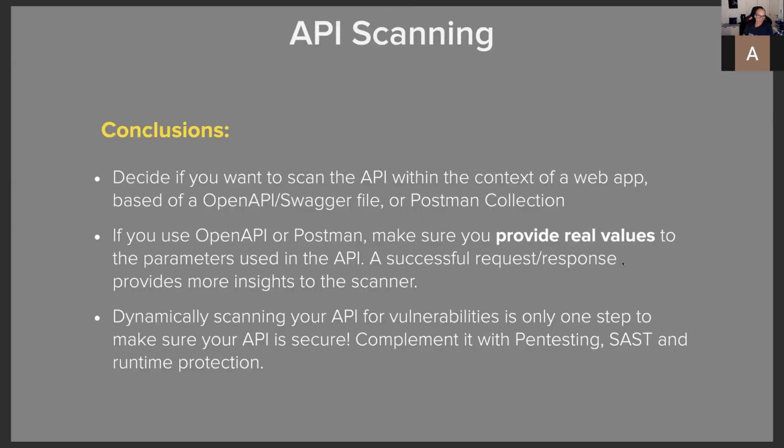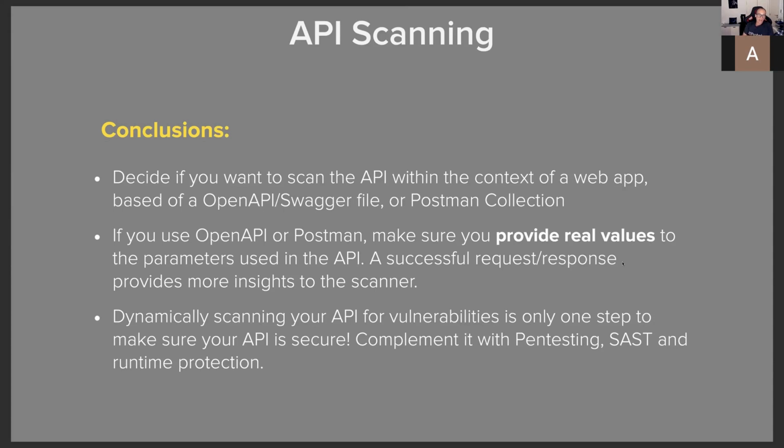So, conclusions before we move on to the demo. You have to decide if you want to scan the API within the context of the web application, or based off of an OpenAPI or Swagger schema file or a Postman collection. You have these three options, and you need to decide which path to follow. If you're using OpenAPI or Postman, make sure you provide real values to the parameters used in the API, as I explained before. A successful request and response makes a difference to the scanner.